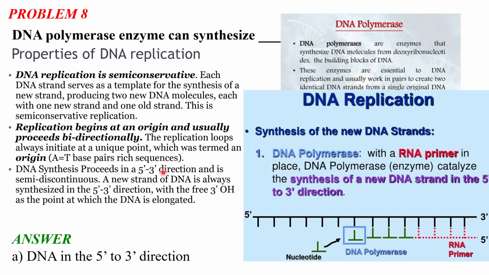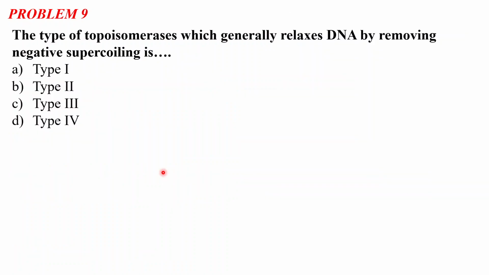So, now I will move toward the next problem. Problem number 9 says that the type of topoisomerase which generally relaxes DNA by removing negative supercoiling is: number A type 1, number B type 2, number C type 3 and number D type 4. So, which type of topoisomerase generally relaxes the DNA by removing the negative supercoiling? Type 1, type 2, type 3 or type 4?